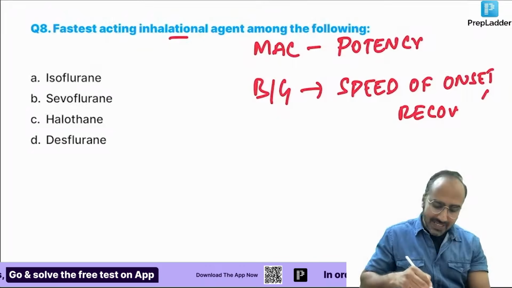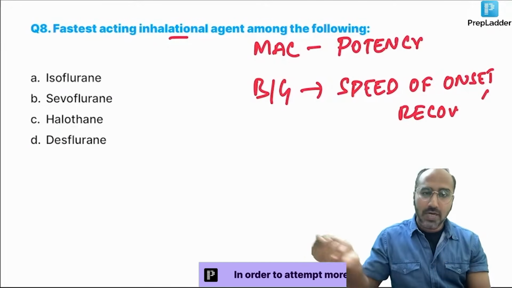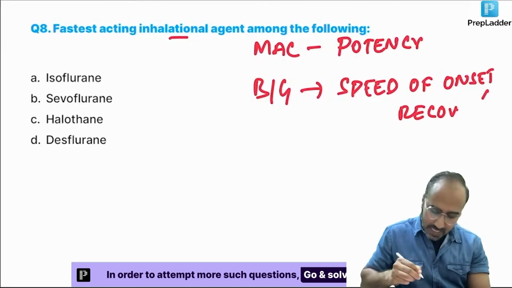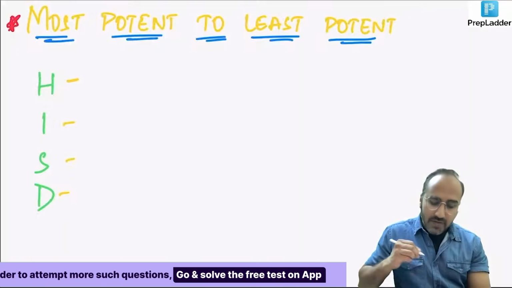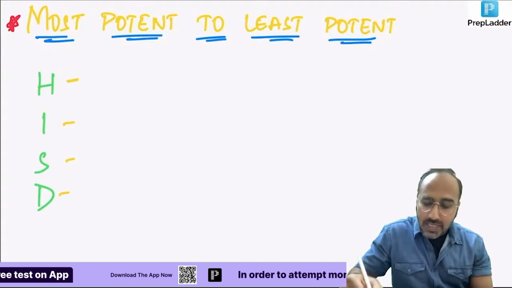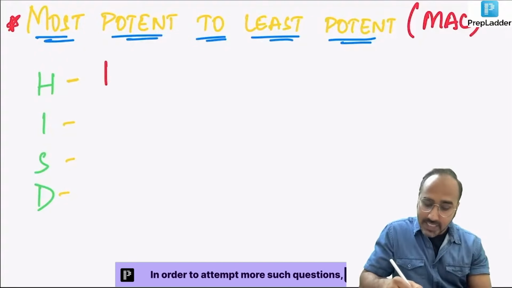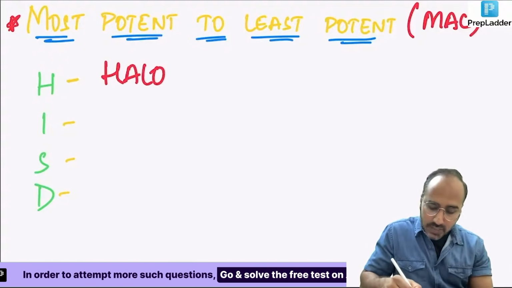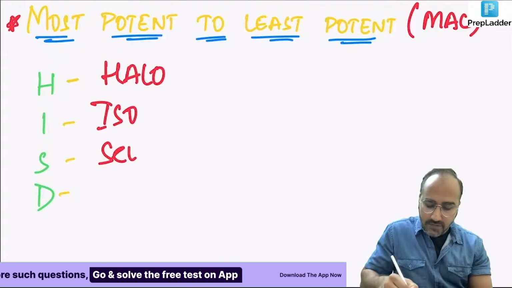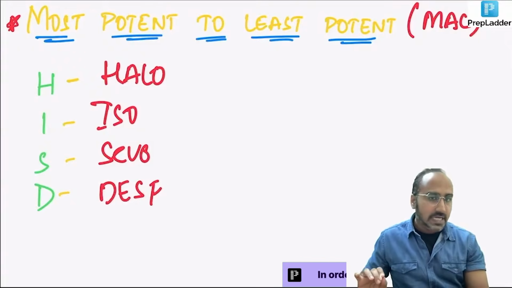Now, guys, for that there is a mnemonic. If you remember the mnemonic for MAC, the mnemonic for blood gas coefficient becomes very easy. Okay? The mnemonic for MAC is what, guys? HISD. Most potent to least potent. This is for the MAC. HISD means what? Halothane, isoflurane, sevoflurane, desflurane. Most potent among these is halothane.